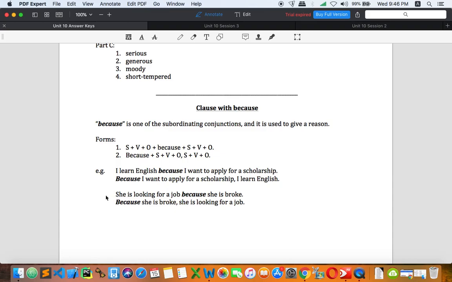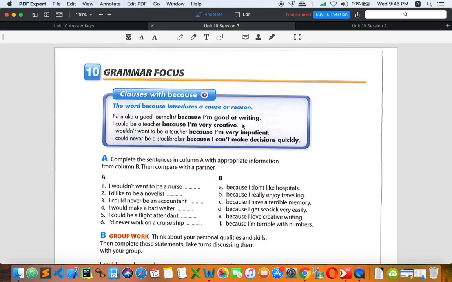And another pair of examples: she is looking for a job because she is broke. Or you can say, because she is broke, she is looking for a job. So it is up to you whether you want to use because in the middle, or at the beginning of the two clauses, but make sure that you use a comma anytime you use because in the front. Okay, alright, so let's go to our lesson.